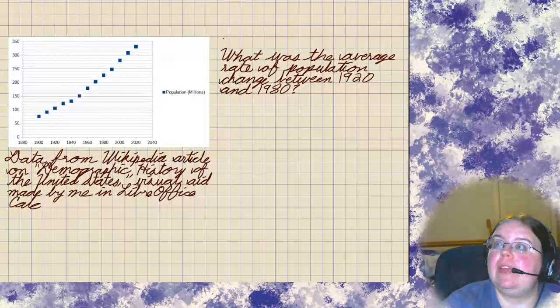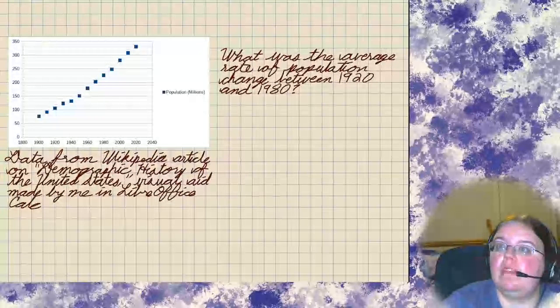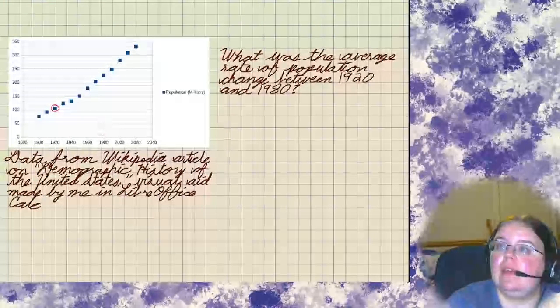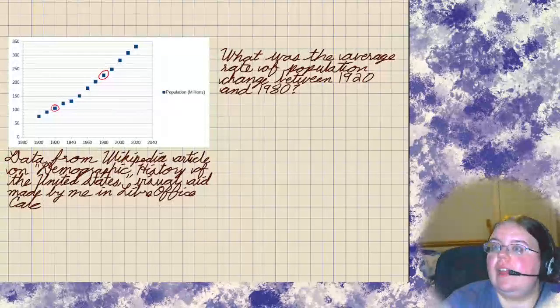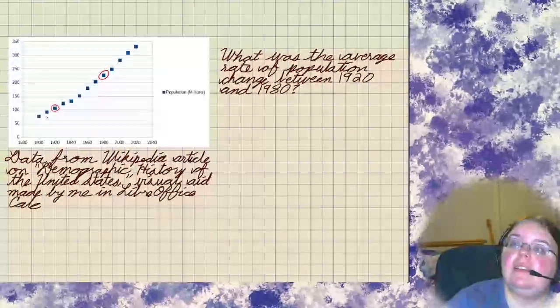So between this mark right here and this one right here, and this tells you where I got the data from and how I processed it.